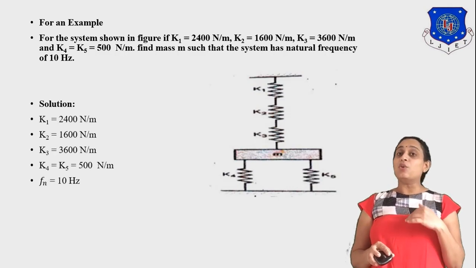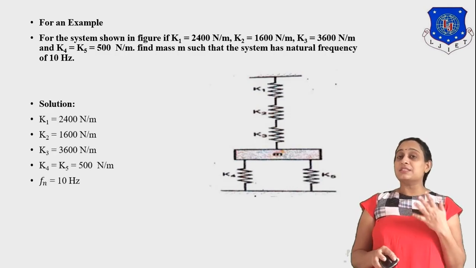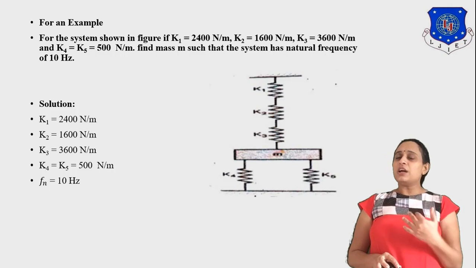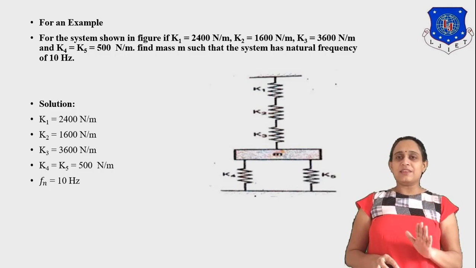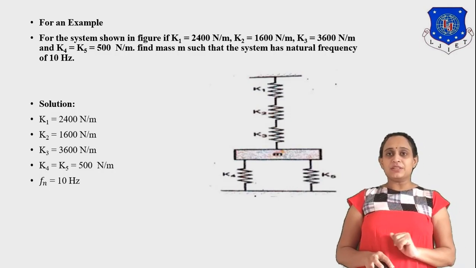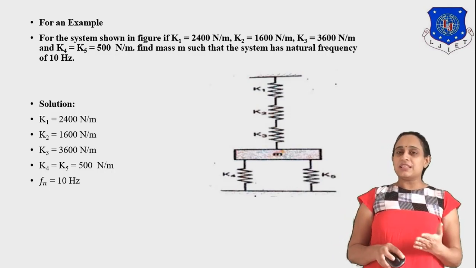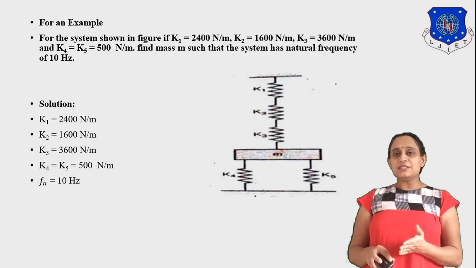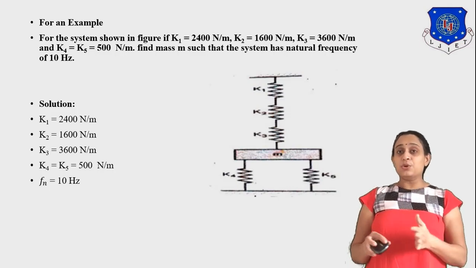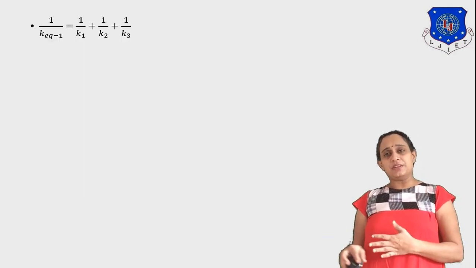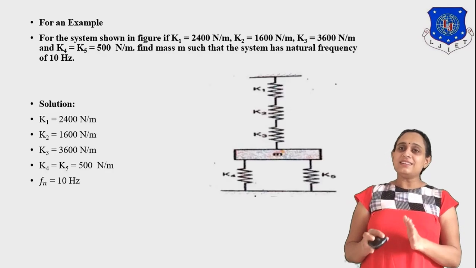Now, students, we have already studied about natural frequency equation. Okay. So, now let us put the values. What is K1? 2400 Newton per meter. What is K2? 1600 Newton per meter. What is K3? 3600 Newton per meter. K4 is equal to K5 is equal to 500 Newton per meter and frequency 10 Hertz.